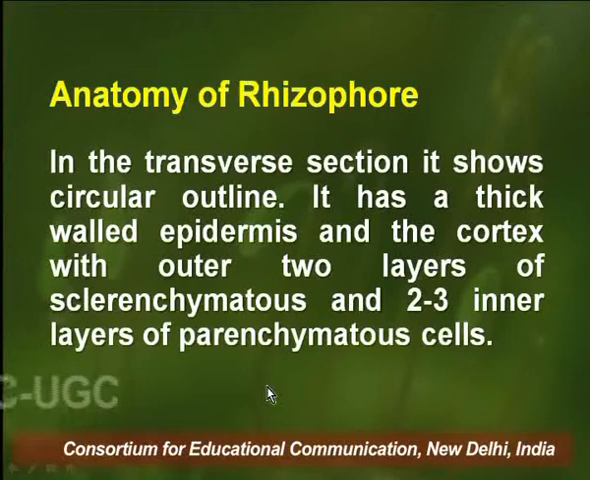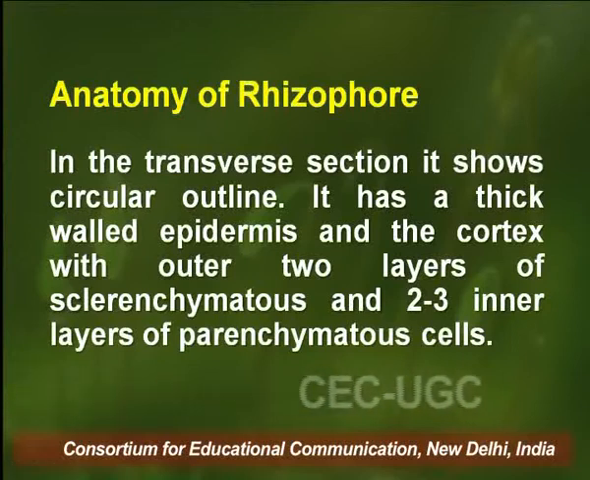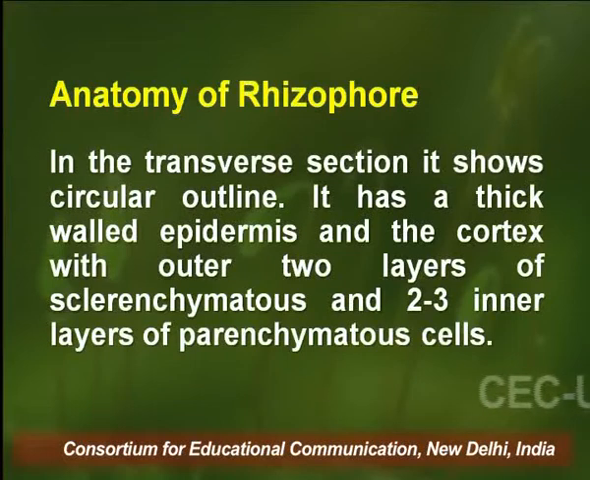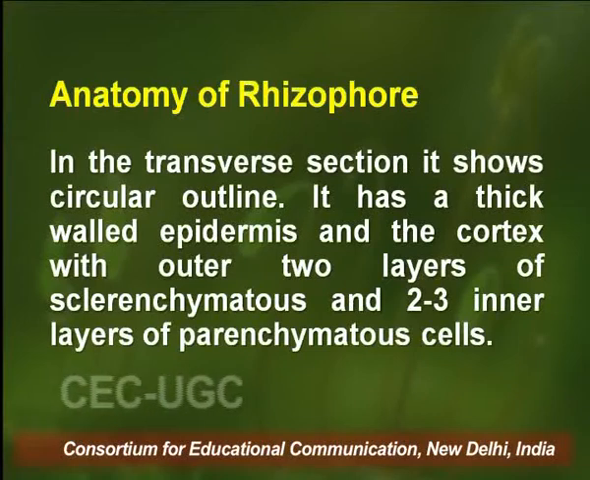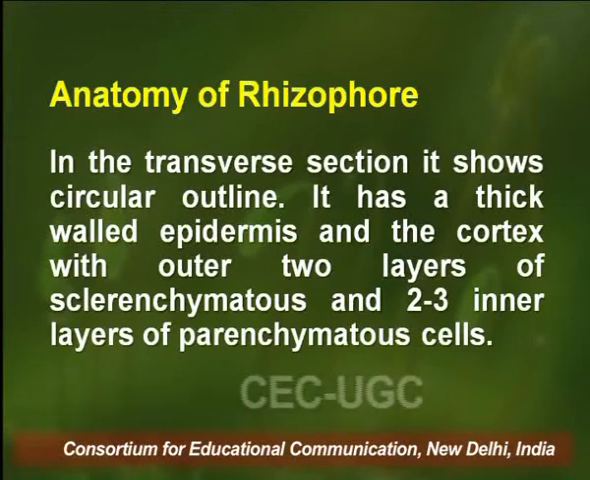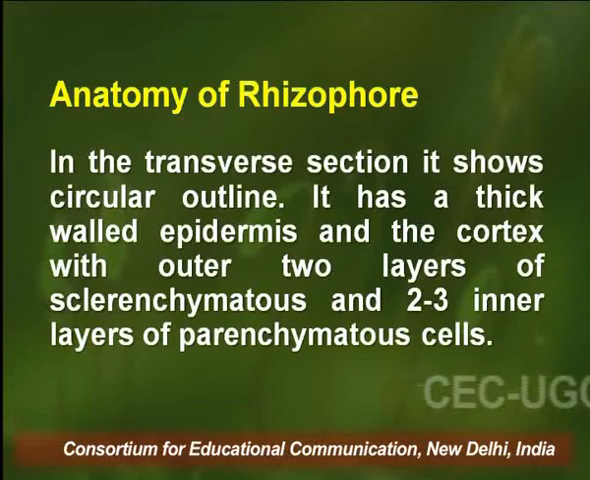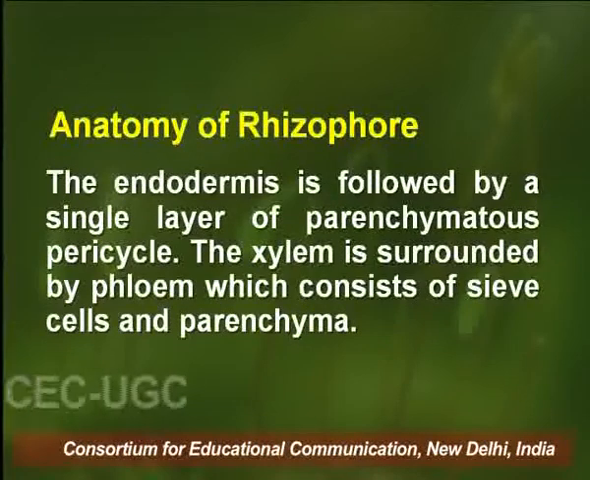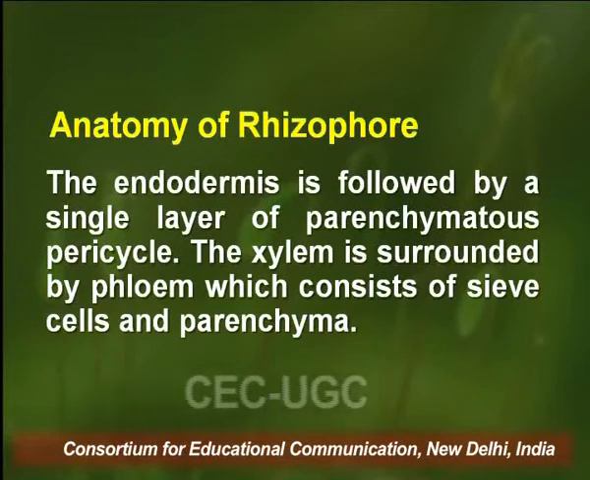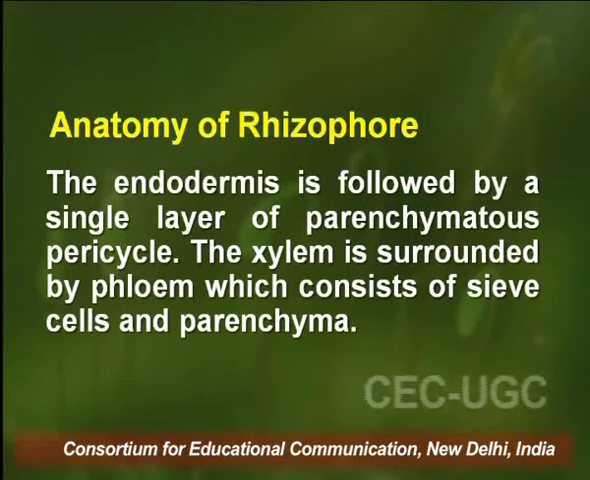As far as anatomy of the rhizophore is concerned, in transverse section it shows a circular outline, and it has a thick walled epidermis and the cortex with outer two layers of sclerenchymatous and 2 to 3 inner layers of parenchymatous cells. The endodermis is followed by a single layer of parenchymatous pericycle. The xylem is surrounded by phloem, which consists of sieve cells and parenchyma.